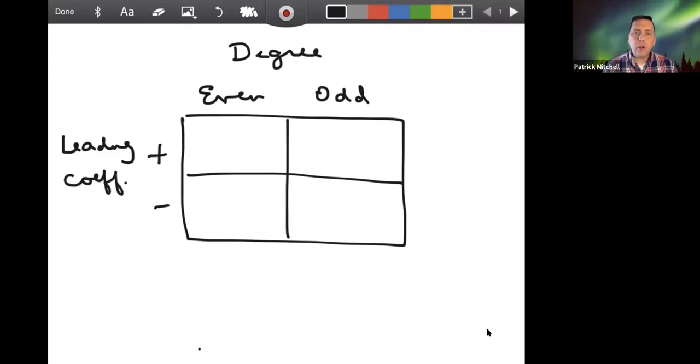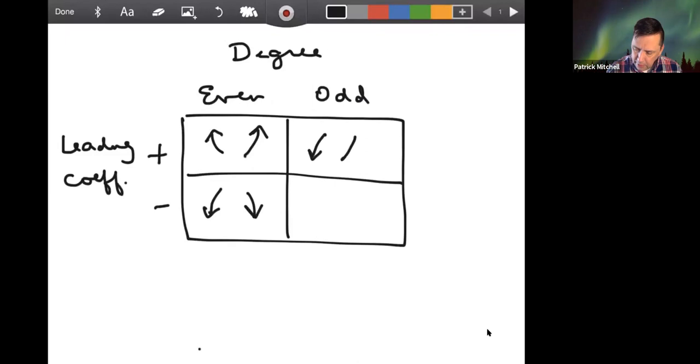So top left corner is like y equals x squared. So that's both ends pointing up. Bottom left corner is like y equals negative x squared. So that's both ends pointing down. Top right corner is like y equals x cubed. That's down to the left and up to the right. Bottom right is like y equals negative x cubed. That's left end going up, right end going down. All right, those are your four different kinds of end behavior for polynomials.